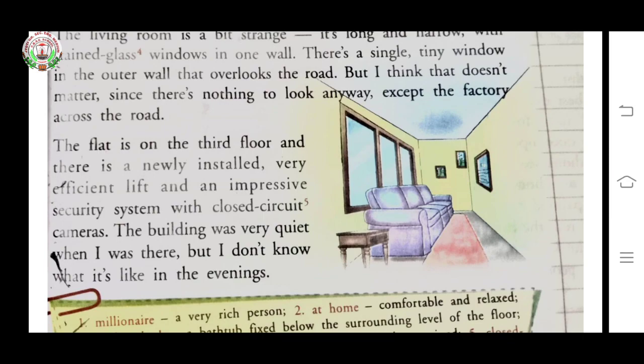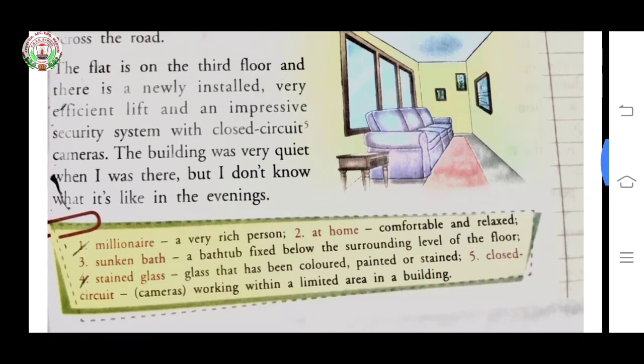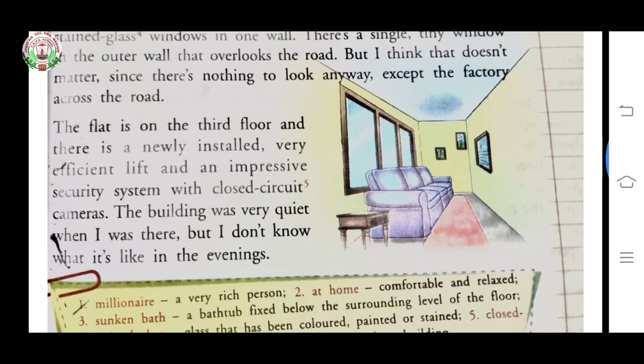So what is installed there? A very efficient lift and an impressive security system. Impressive means very good, great, security with closed circuit cameras. Closed circuit, you can see the meaning here: cameras working within a limited area in a building. So the camera was also there, the lift was there, and all are very impressive.